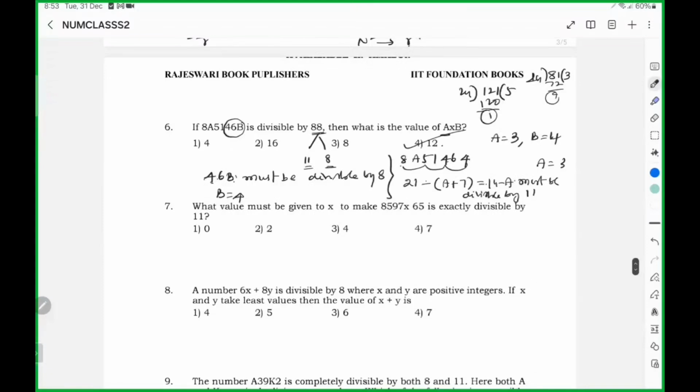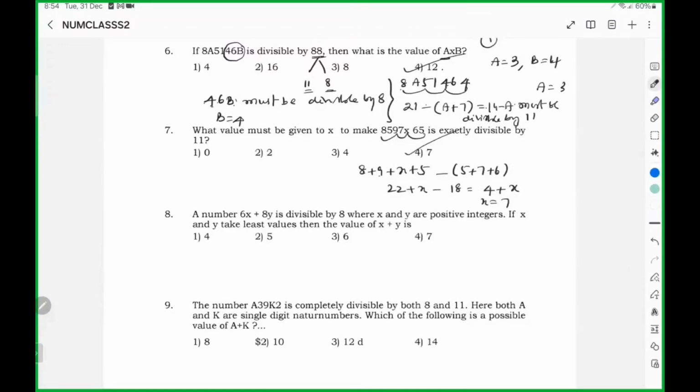So what value of x must be given for divisibility by 11? It's again the same thing. 8 plus 9 plus x plus 5 minus 5 plus 7 plus 6. 14, 22 plus x minus 18. That is 4 plus x. So x is 7. Then it is divisible by 11.